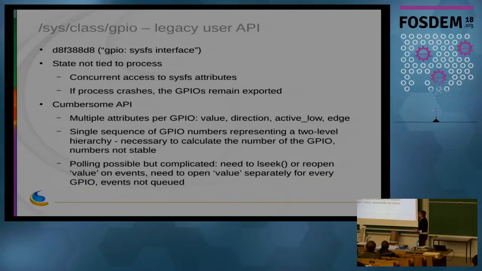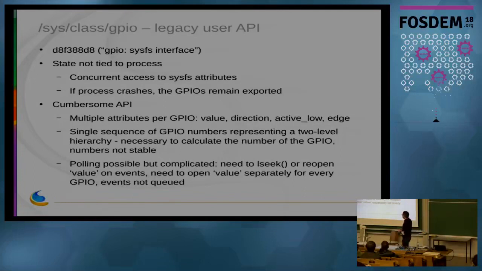Then if your process that is currently using GPIOs crashes, for example, the state is left as it was, so all the GPIOs remain exported and the values remain set. And then the API itself, sysfs, is quite difficult to use, so you have multiple files for every GPIO line that you need to open and write to. The performance is pretty bad because you need to deal with string parsing in the kernel.